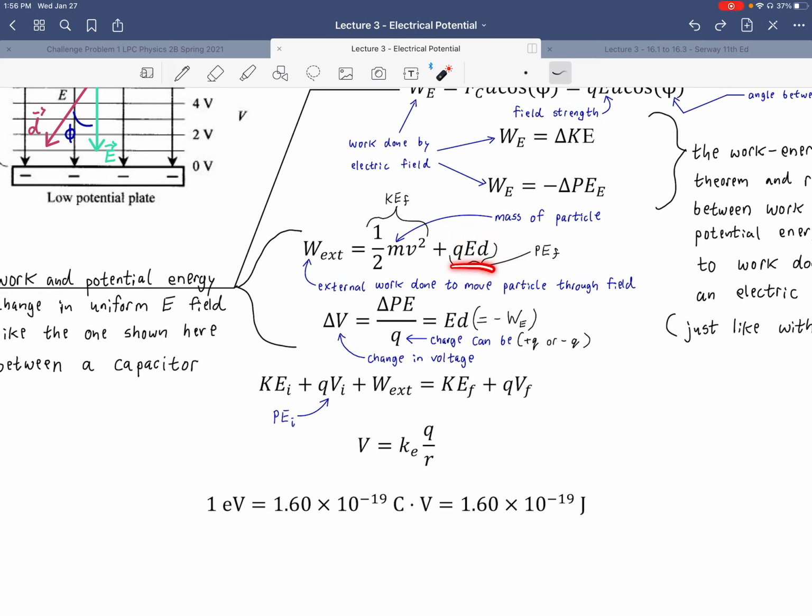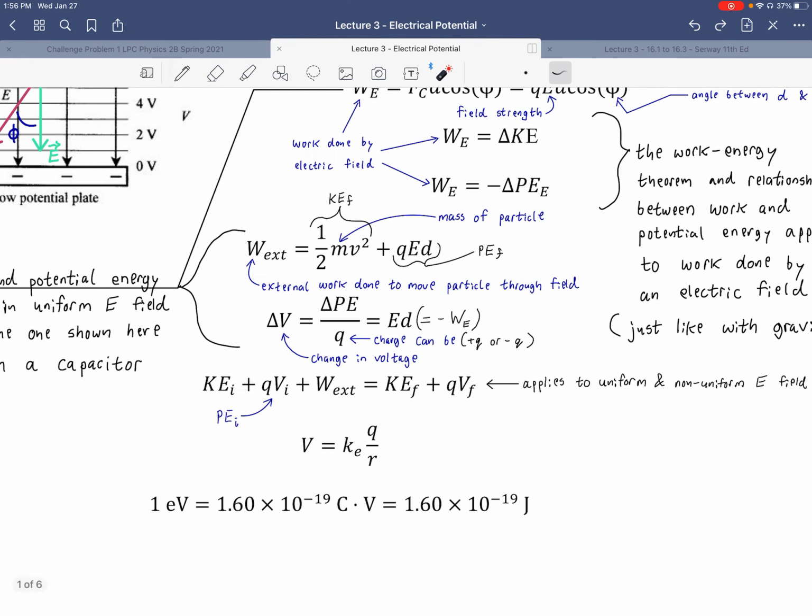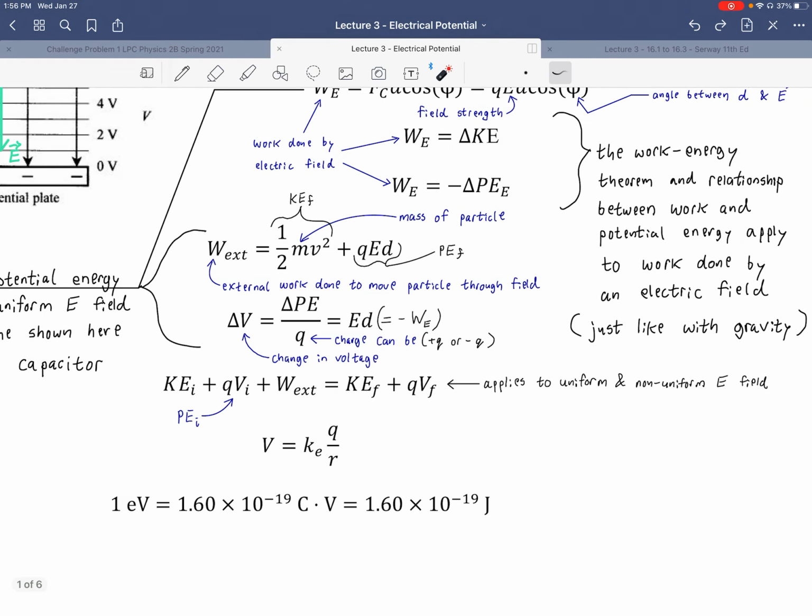We could write it as QED, right? Or I can write it as QV1. It just depends on the problem, the information that is available. Okay? And this equation here, this conservation of energy, this is important, applies to both uniform and non-uniform electric fields.